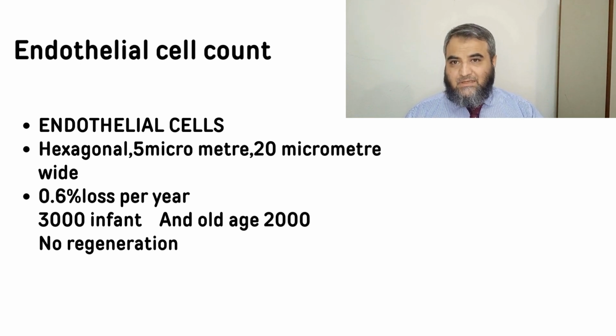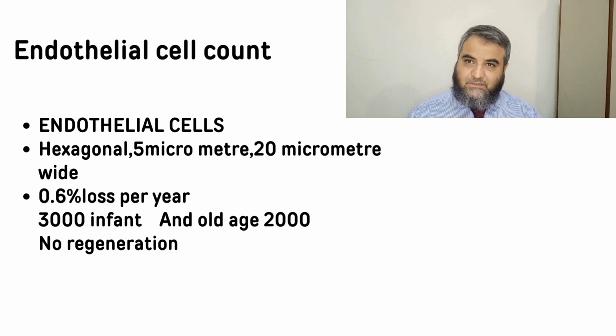The endothelial cells in infants are almost 3000 per square millimeter, but with the passage of time, they keep on decreasing until 60 years of age. In old age they come down to about 2000 per square millimeter. So if we make a calculation, it makes almost 0.6% loss every year.